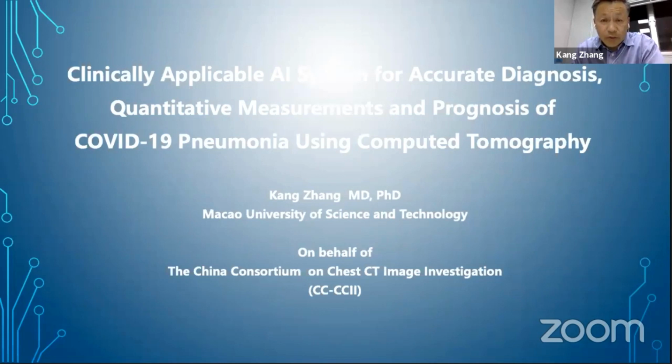And it's interesting, this format actually looks like it is working quite well. Today I will talk about some of the work we did. I'm talking on behalf of the China Consortium on Chest CT Imaging Investigation. So it's the CCCC-2 project, and we have another one on X-ray, which has another acronym.